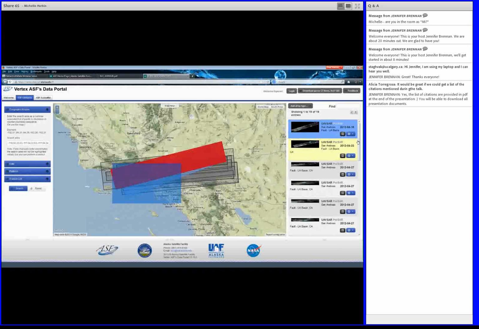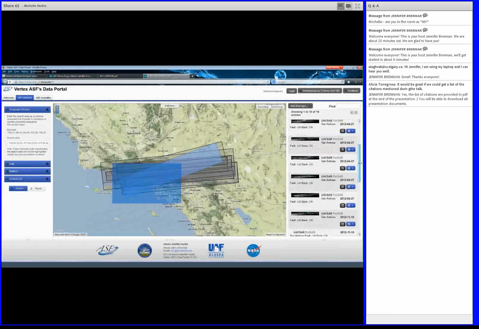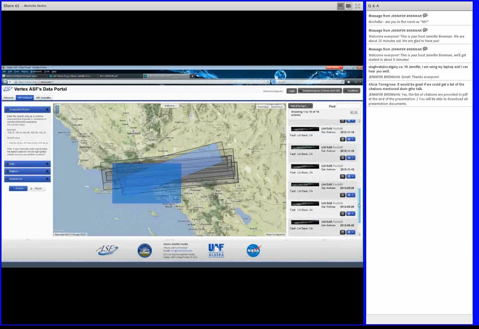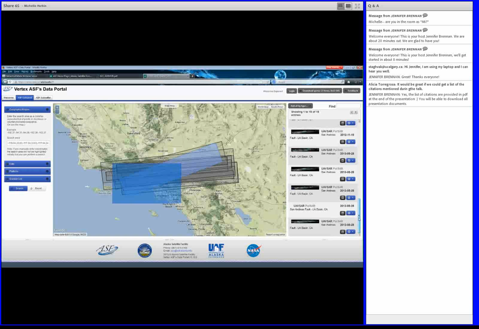So as I scroll down this list, you'll notice that all the data results that I found are UAVSAR, and they're all fairly recent, 2012 and 2013. This is because the date for this interface defaults to the past 2 years. But you can change that by simply opening the date area in your search parameters, and change your search start and stop. You can also change the type of platform data you're looking for by opening that and just clicking on and off. By default, they're all on.